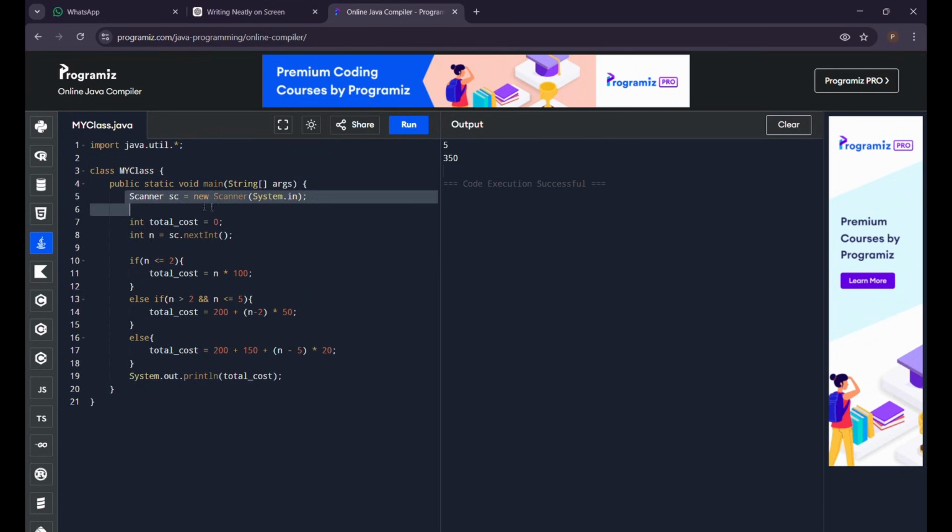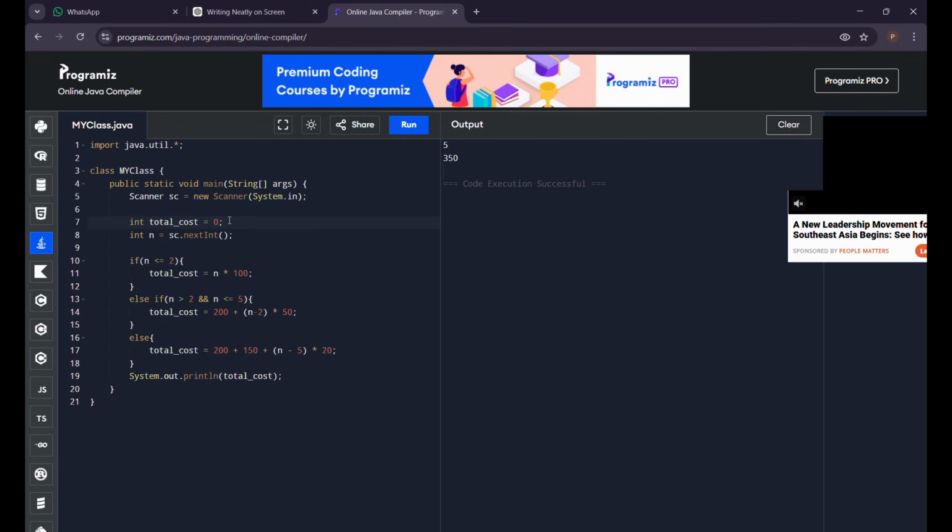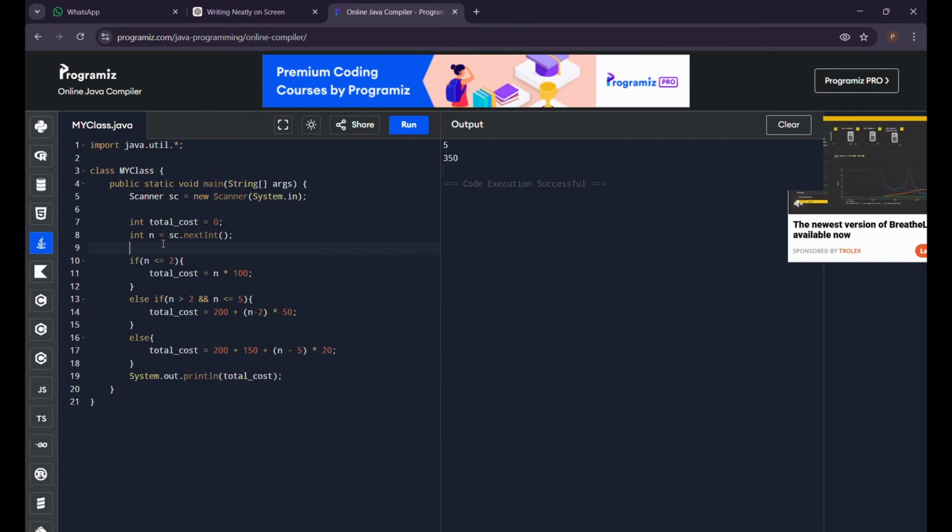So first I have used a scanner to take the user input, that is the total number of hours, and I have declared a variable totalCost which is used for calculating the cost. I am initializing n with the user input using the sc object I have created using the Scanner class and the nextInt method to get the integer input from the user. So here my n acts as the total number of hours that the car has been parked. First condition, I am checking if n is less than or equal to 2. That is, if n is 1 hour or 2 hours, I am charging 100 rupees per hour and storing the value in totalCost.